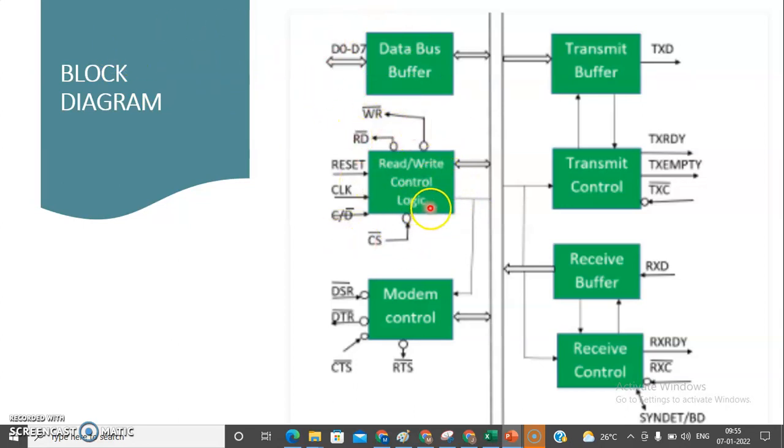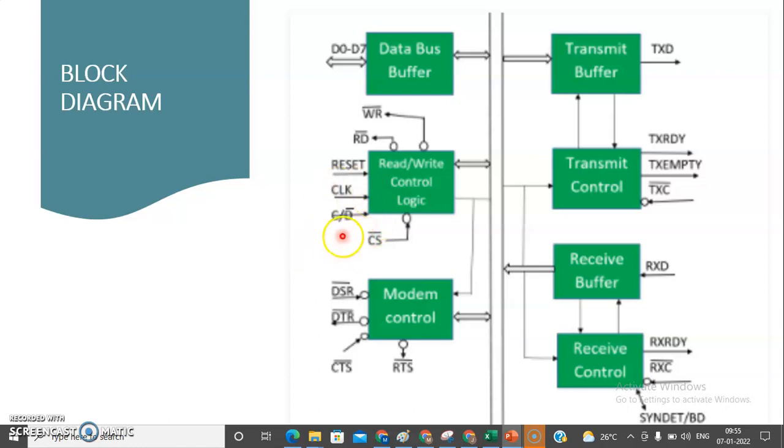Then you have read write logic. Already you know about this read write logic. Since it is a peripheral operation, input output related operation, the read line will be connected to input output read of 8085 microprocessor, and write line will be connected to input output write of 8085 microprocessor. Then reset is used to reset all the modes and control word. A clock is required, so the data is transferred only with respect to clock.